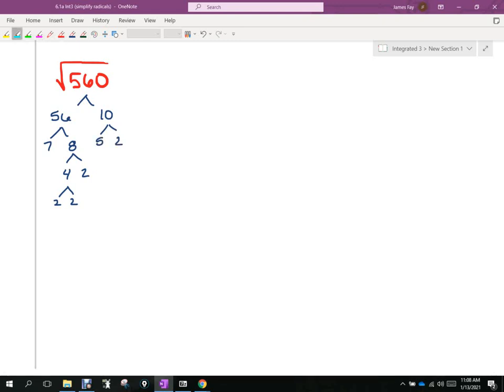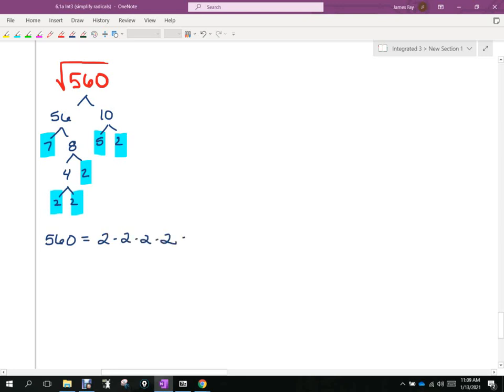All right, so we go through and we look at all of these terminating branches of our factor tree, and those become our factors. So what this says is that 560 is equivalent to, we got 1, 2, 3, 4 2s, and then a 5 and a 7. So if we multiply all those out, we should get 560. Is it okay with everybody?